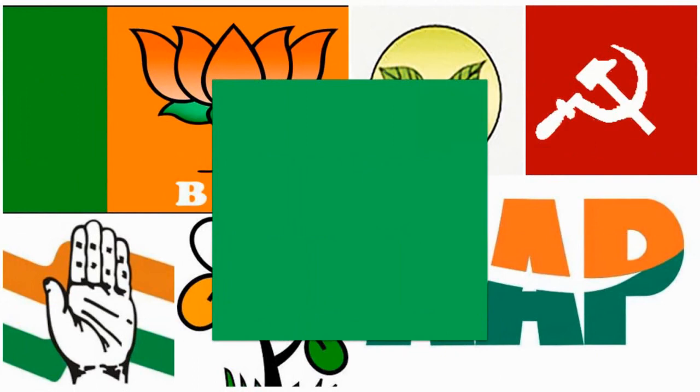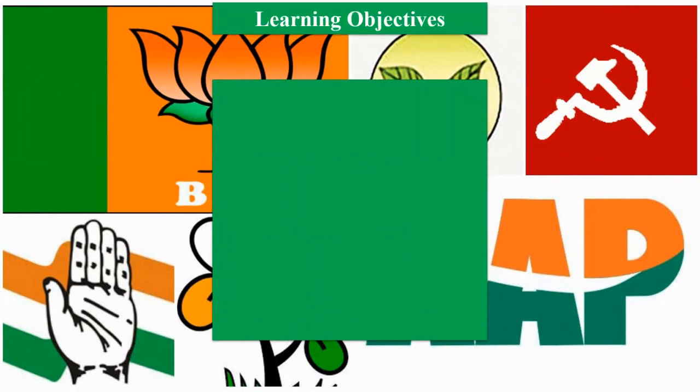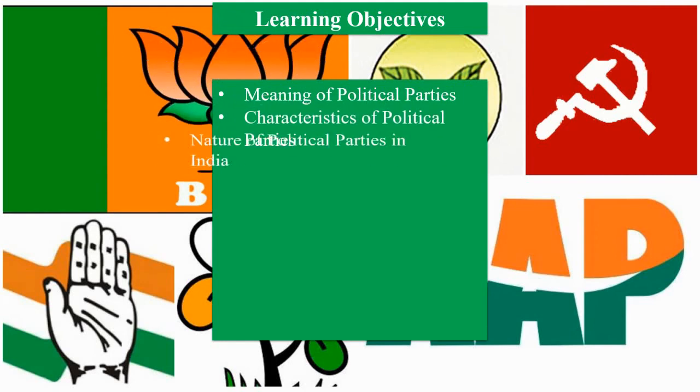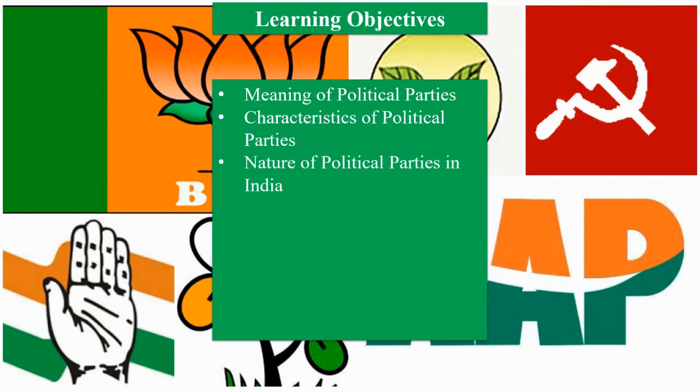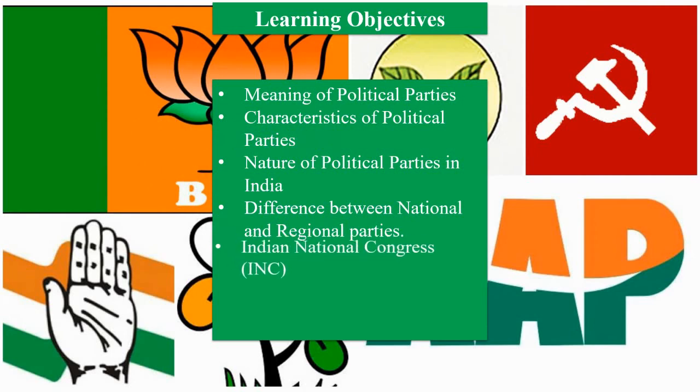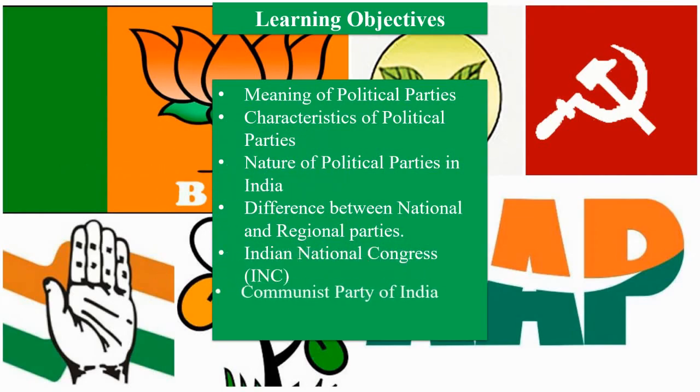Our different learning objectives in this chapter will be the meaning of political parties, the characteristics or functions of political parties, nature of political parties in India, difference between national parties and regional parties, and we are going to look at one particular party, that is the Indian National Congress. The next party we will be looking at is the Communist Party of India.